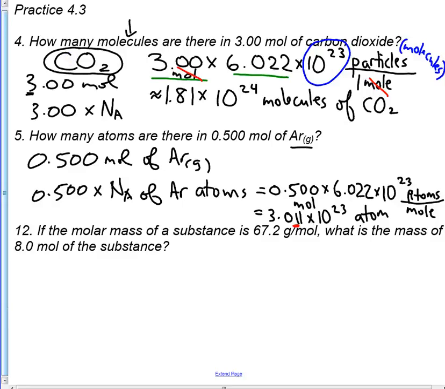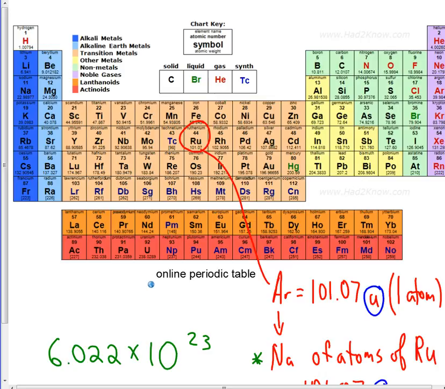And the last one: if the molar mass of a substance is 67.2 grams per mole, what is the mass of 8 moles of the substance? So this is extending a little bit more into what we're going to look at in section 4.4. But let's consider this. We don't know what the substance is. 67.2 grams in 1 mole. There might be different ways of getting that. Let's look at a periodic table and find what element could be closest to that. So 67, maybe somewhere between gallium and germanium.